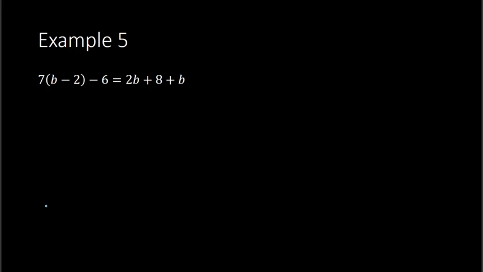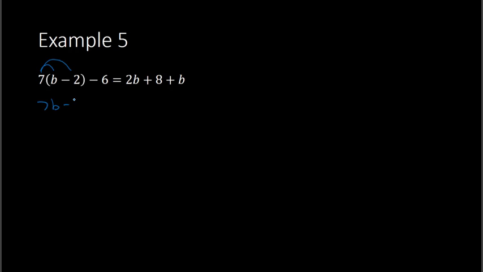Example 5. We have a lot going on here. We have to distribute, we have the letter b on both sides, we have numbers thrown in. So what I want to do is first simplify. So what I mean by that is we see the 7 times b minus 2. We need to distribute first. So 7 times b gives me 7b, and then 7 times negative 2 is negative 14.